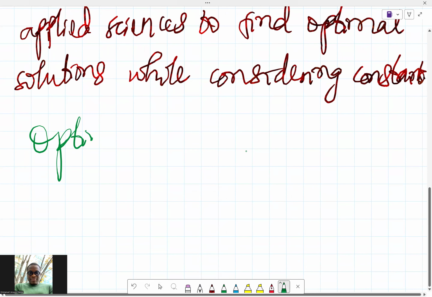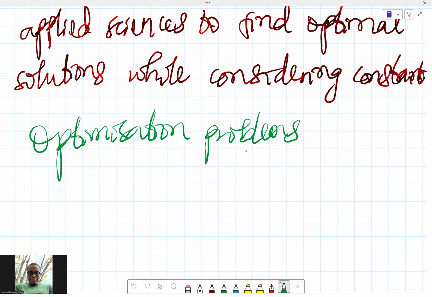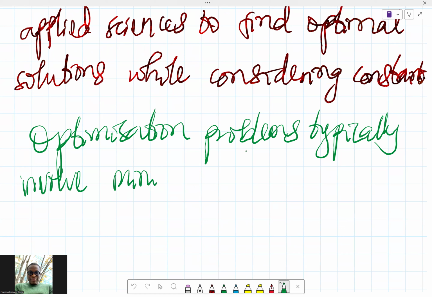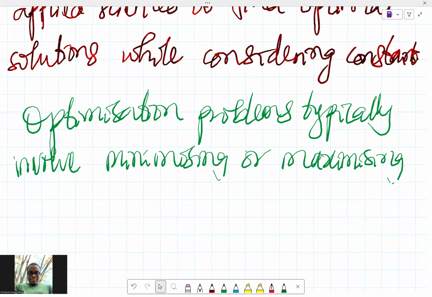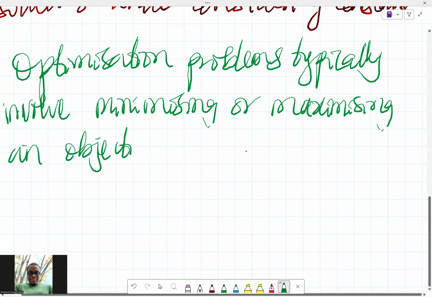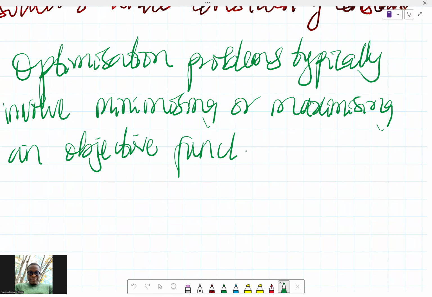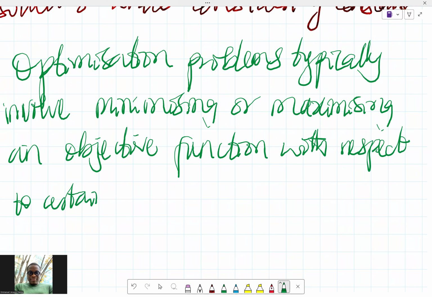Optimization problems typically involve minimizing or maximizing an objective function with respect to certain decision variables.